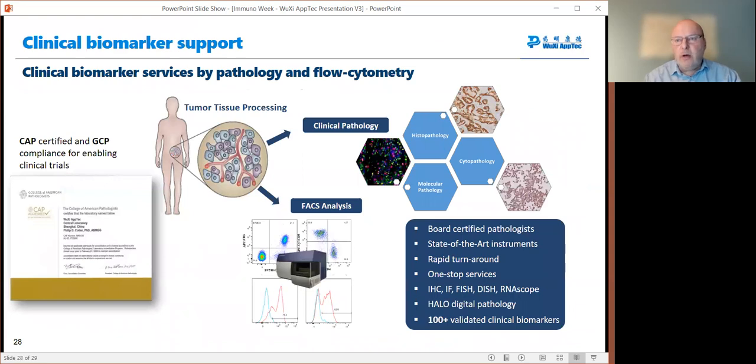Finally, to support clinical biomarker development and application, we have a CAP-certified and GCP-compliant platform for tumor tissue processing, clinical pathology, and FACS analysis. We're using the HALO digital platform, and to date, we've validated more than 100 biomarkers.